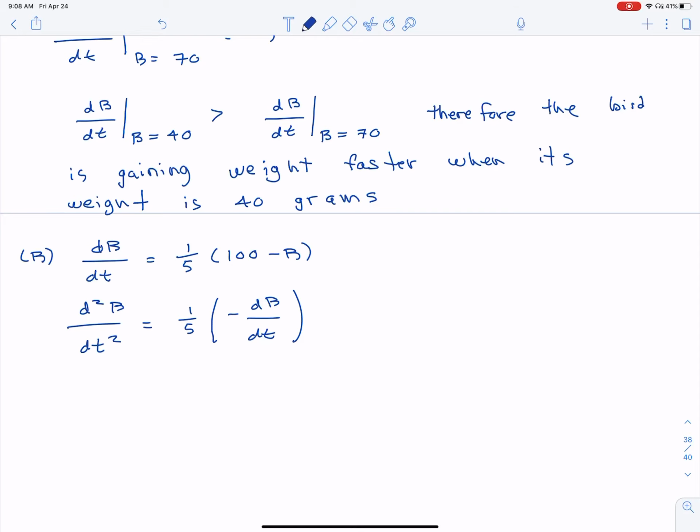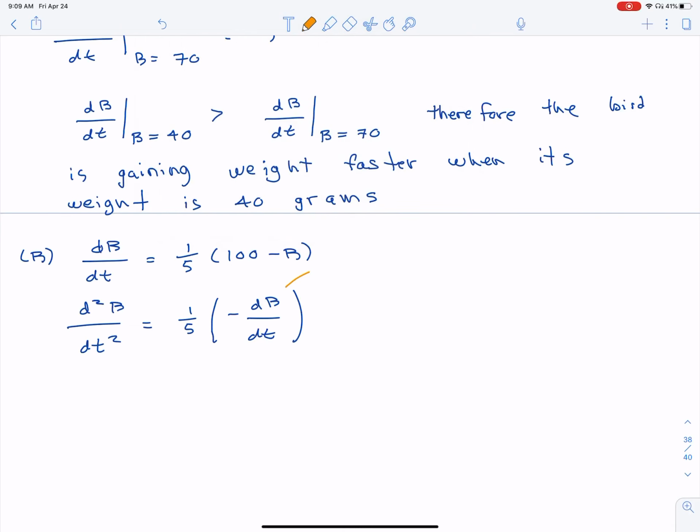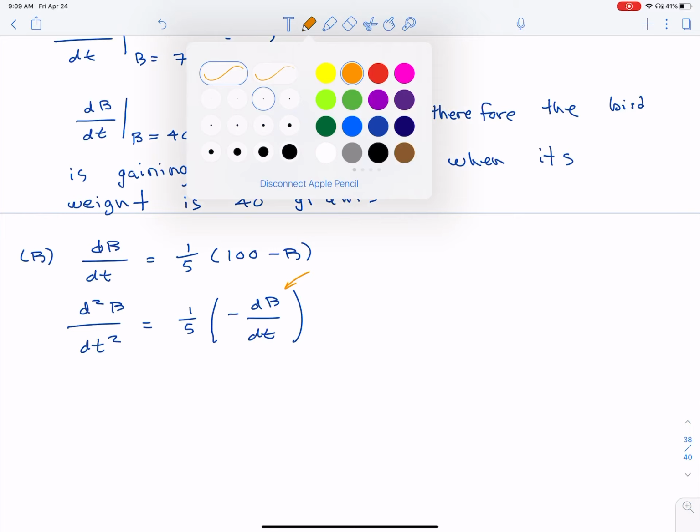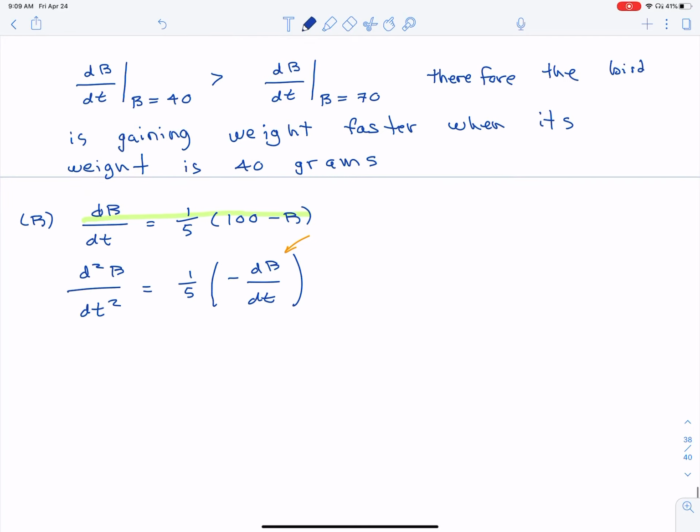Next, I want to put this thing right here, let's show you guys in orange. I want to rewrite this in terms of b. I don't want this in terms of dB dt. So the nice thing is they gave us a function and they told us right here what dB dt equals, so I can replace it. So I get 1/5. Actually, if you don't mind, I'm going to pull that negative out.